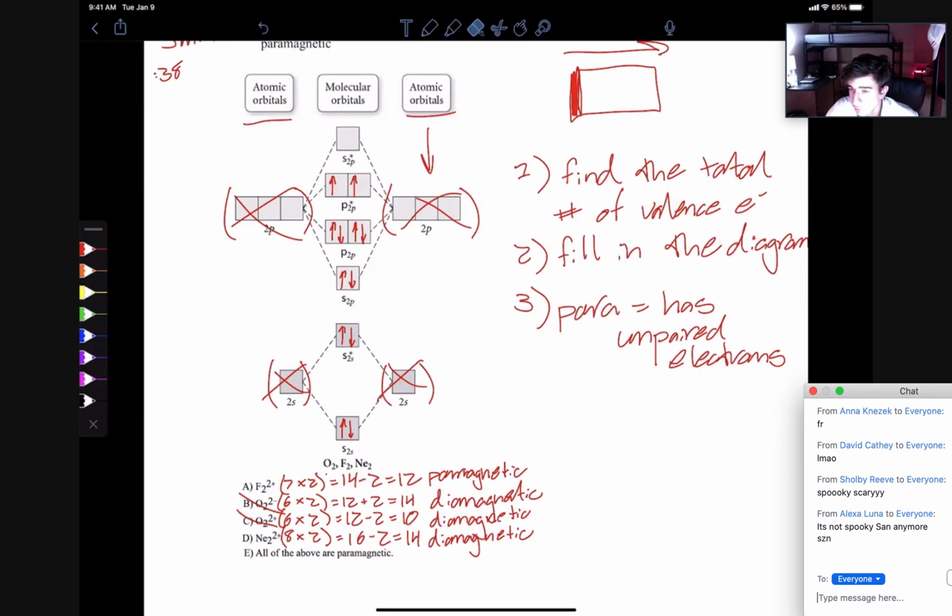Someone asked me if there's going to be a Clausius-Clapeyron equation on the final. No, you don't need to worry about that.